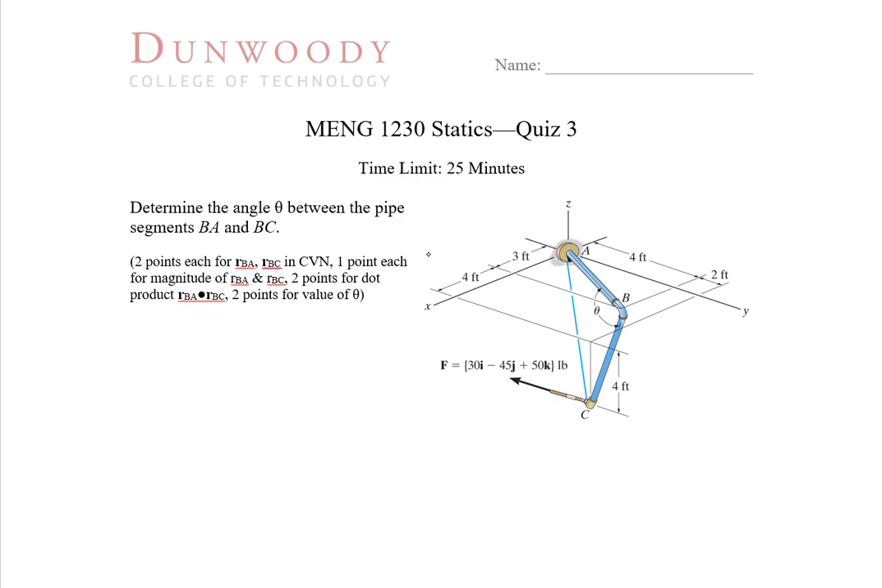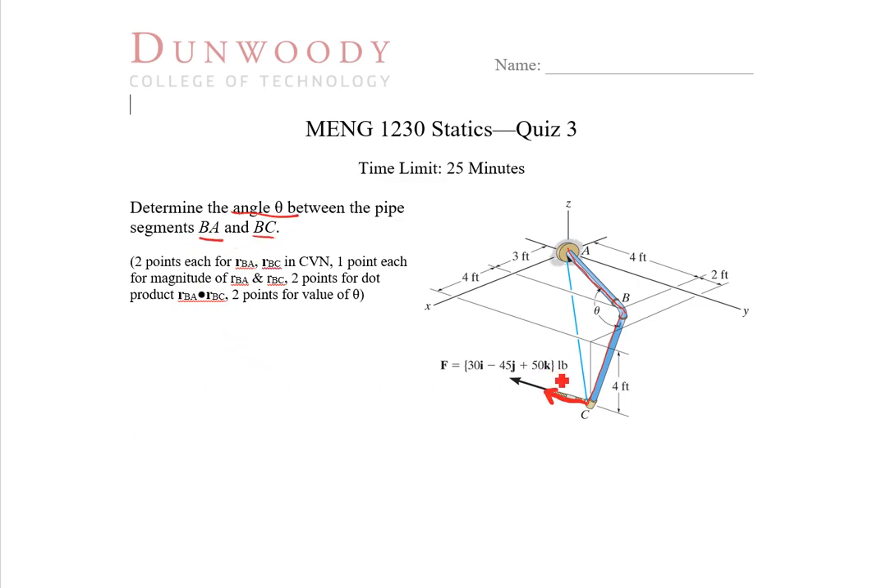In this problem, we're given a pipe assembly here. So we have something starting at the origin, coming over on the horizontal plane, then bending in some odd direction here, and then at the end, that tip, we have this applied force acting on it. There's our applied force. And we're trying to figure out the angle between the pipe segments BA and BC.